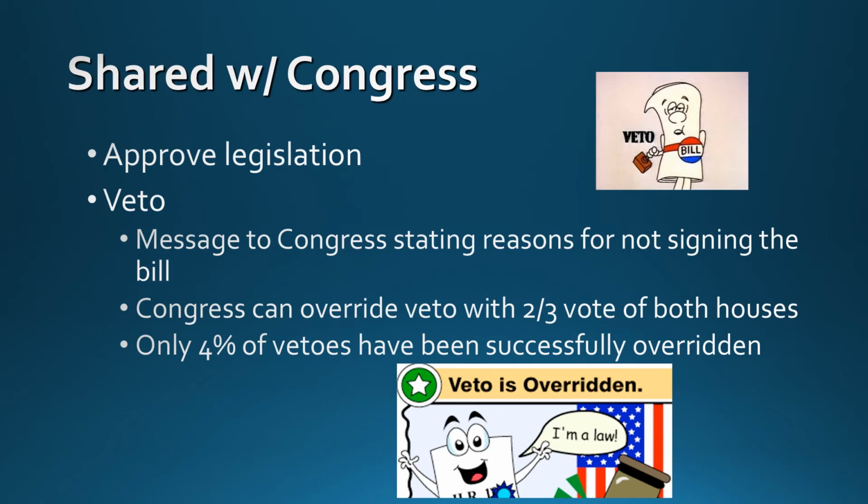However, only 4% of vetoes have successfully been overridden historically. So the vast majority of the time, when the president vetoes a bill, it is dead forever. Again, Congress has the chance, but that two-thirds majority is a significant number. That is tough to get. About one out of every 25 vetoes has actually been overridden successfully.